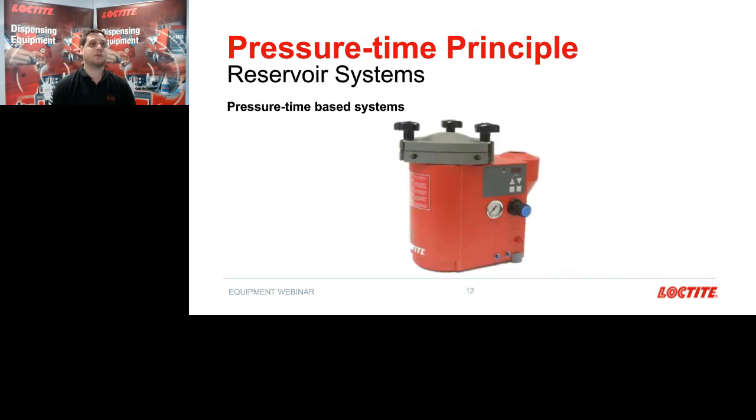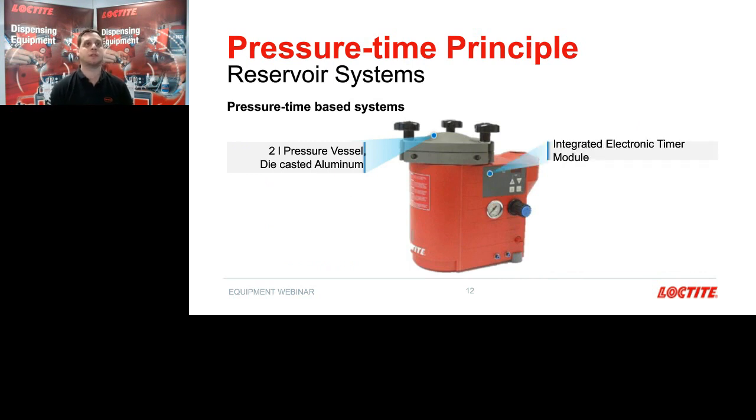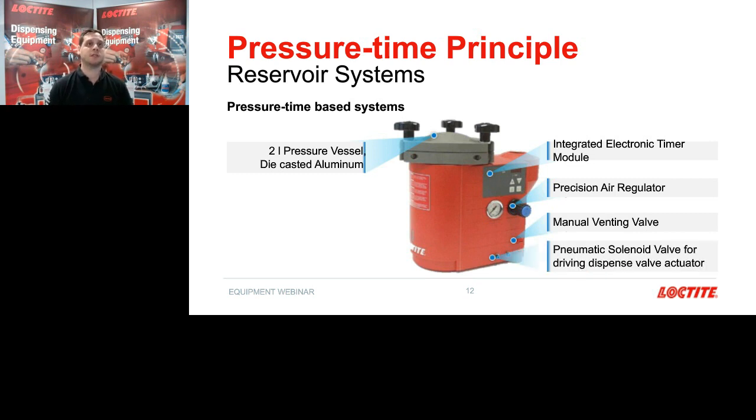So moving on to our reservoir system then, this is our integrated semi-automatic dispenser. It's a 2-litre pressure vessel made from die-casted aluminium. It has an integrated electronic timer module. And what this does is it gives you a timed dispense, so you can set a specific time that you need to dispense for, or it also has a continuous mode where it will continue to dispense for as long as you tell it to. It has a precision air regulator. This is how you set the pressure. And on this unit, it's 0 to 4 bar.